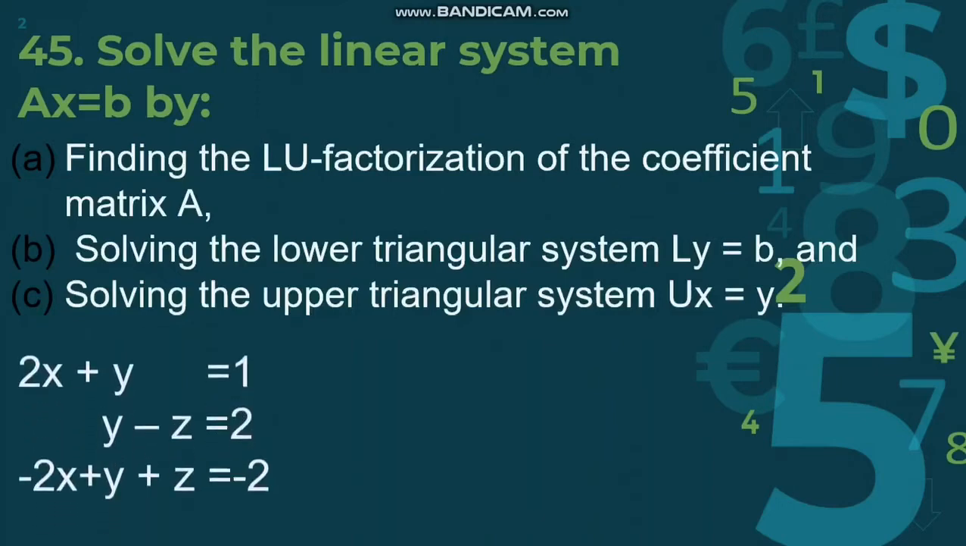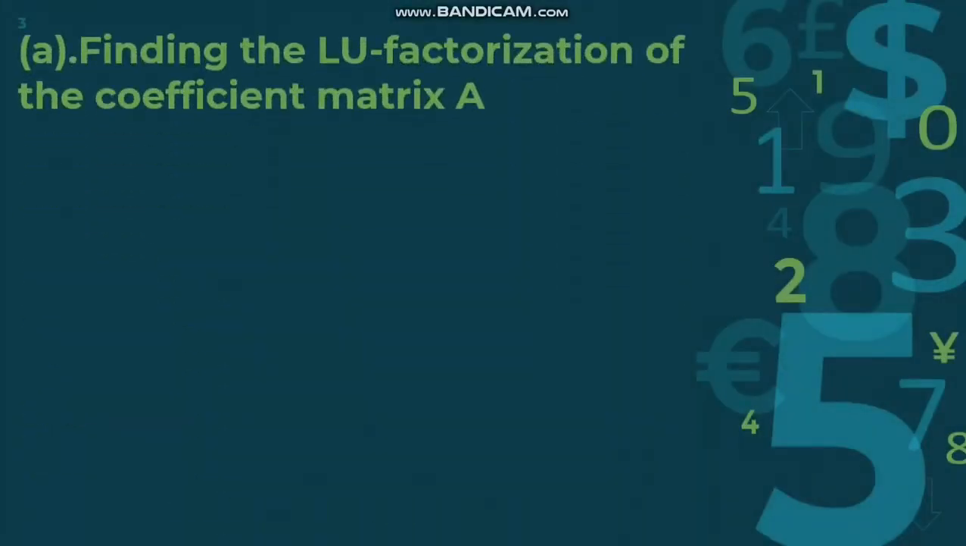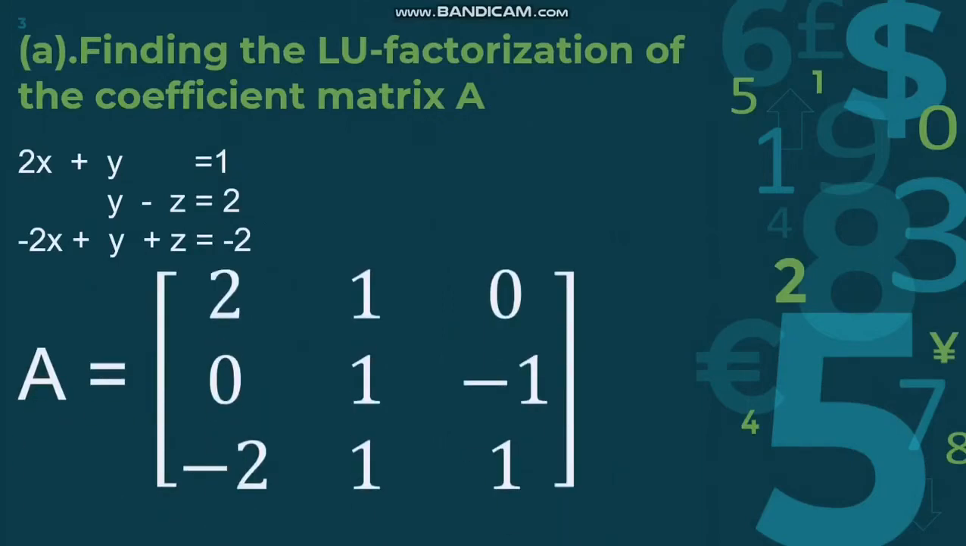We have here our three equations, and these are 2x plus y is equal to 1, y minus z is equal to 2, negative 2x plus y plus z is equal to negative 2. So first, we will find the LU factorization of the coefficient matrix A. In this case, the matrix A is always our coefficient matrix.